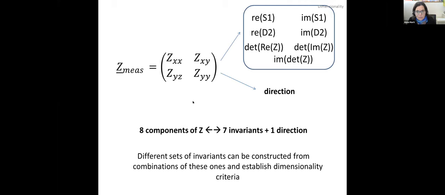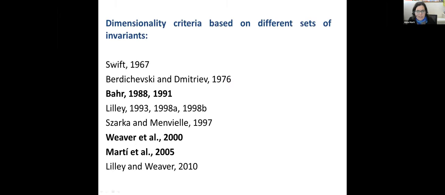So we have the measured tensor, and we can characterize it, instead of with its components, by these 7 invariants and by one direction. As I write here, 8 components can be identified as 7 invariants plus one direction. Different sets of invariants can be constructed from combinations of these 7, and different dimensionality criteria can be established. In the literature, we can find different sets of invariants and strategies to determine the dimensionality and the strike angle. I won't name them all. I just underline the ones that I worked with mostly.